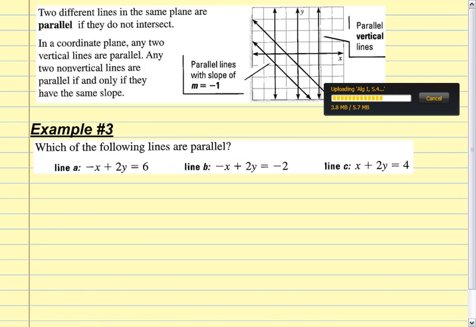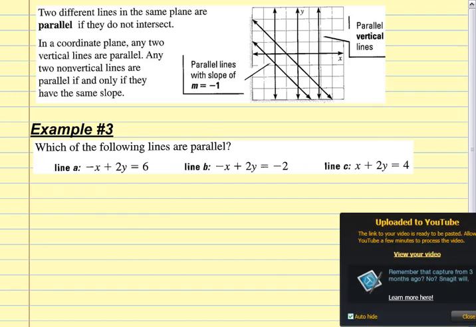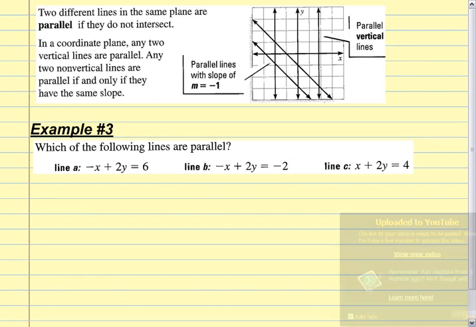Okay. Another important piece of information. Lines are parallel when they never touch, right? Lines are parallel if and only if they have the exact same slope. Their slopes are the same.